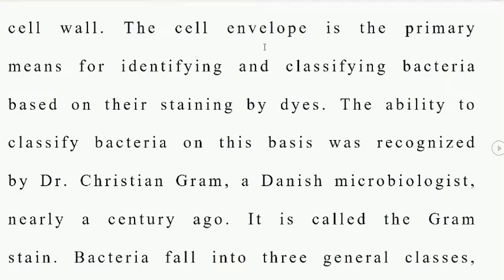The cell envelope is a primary means for identifying and classifying bacteria on the basis of staining. I think you have studied in UG and PG how we can distinguish different bacteria based on staining. Now who has done this? This particular work was done by Dr. Christian Gram, a Danish microbiologist nearly a century ago, who gave the technique of Gram staining of bacteria. Now it is called the Gram stain.